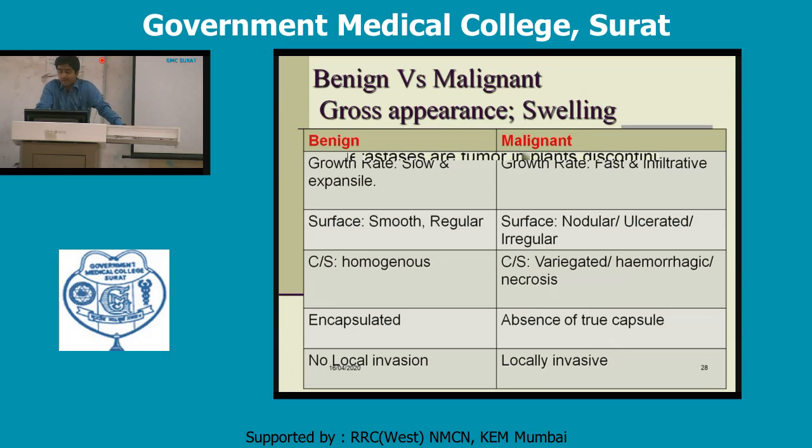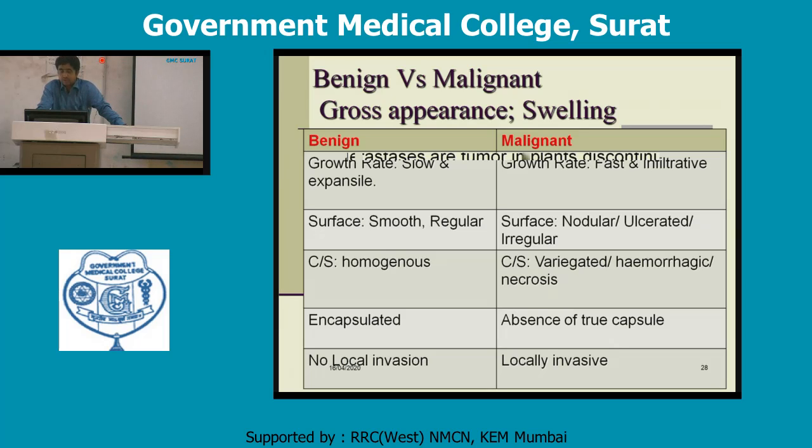So it becomes variegated appearance. Benign lesions, the majority of them, are well encapsulated. They are surrounded by a fibrous capsule which prevents invasion, and by which it becomes easier to surgically excise that lesion.